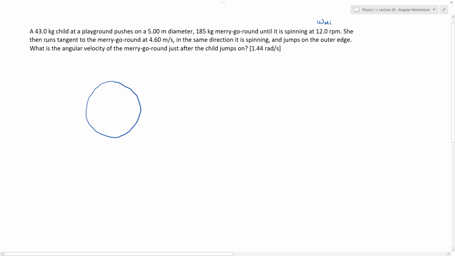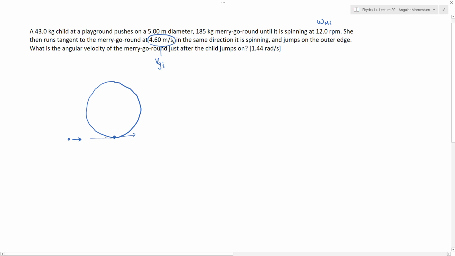And the girl runs tangent to the merry-go-round. So this is her initial velocity, the velocity of the girl initially, 4.6 meters per second. She's running in the same direction. So let's say this is her over here, and she's running this way. Now compared to the merry-go-round, she's quite small. We're going to treat her like she's a particle. And she jumps onto the merry-go-round. She's running tangent to it. So do you see how her velocity is tangent to the actual circle, the merry-go-round?